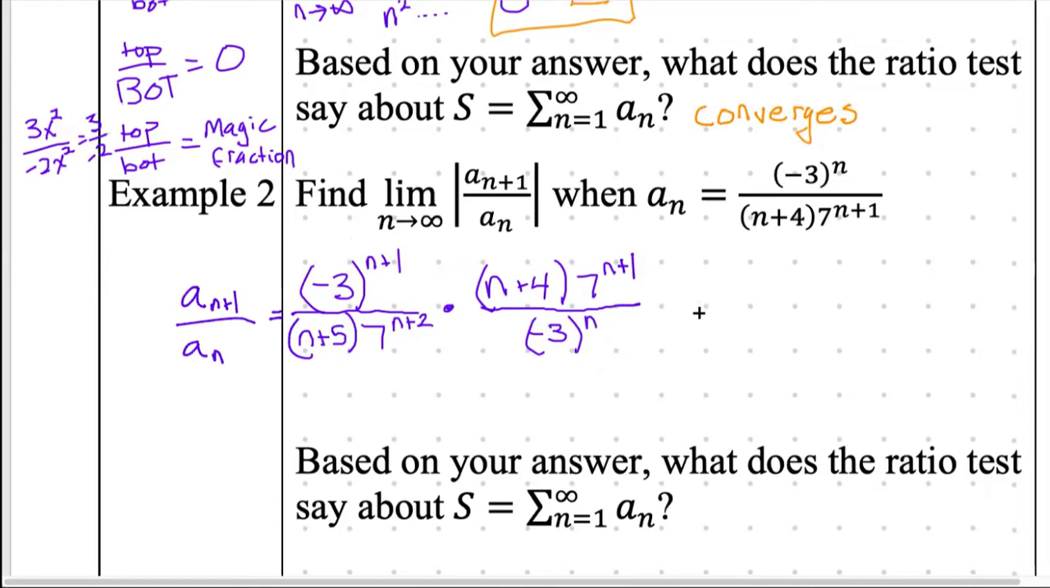Another one that's kind of easy is I have n plus 1 and I have n plus 2 with those bases of 7. How can I combine those terms using properties of exponents?